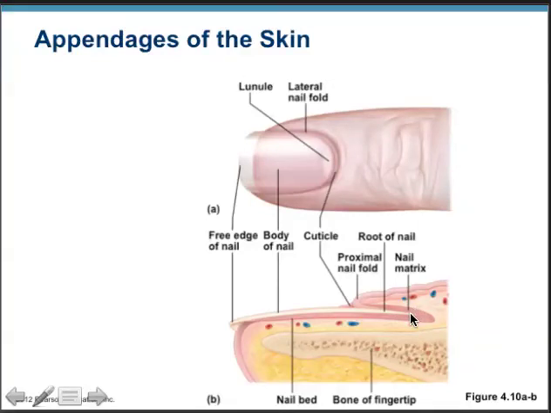It has, of course, again, a free edge, the body, which is the visible attached portion, and the root, which is embedded in the skin. We can't see this unless we were to take a sagittal section through your finger or through your toe. The cuticle is the proximal nail fold that projects onto the nail body. You probably heard that you should always push your cuticles back in order to keep your nails relatively healthy.